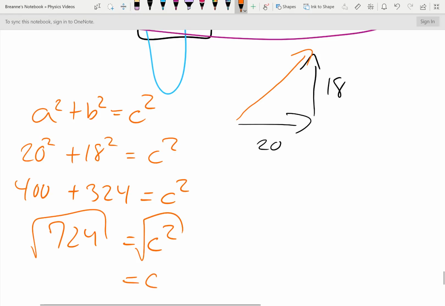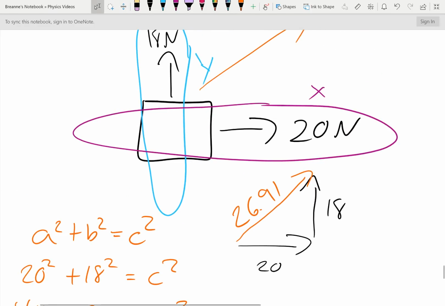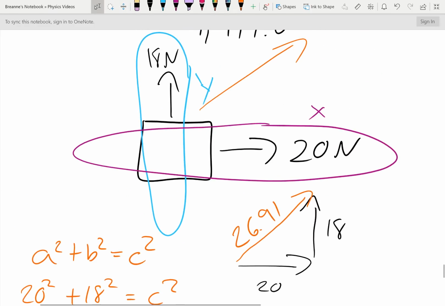So the square root of your answer is 26.91. So that is your hypotenuse. That is your magnitude. So that box is being pulled 26.91 in this direction.